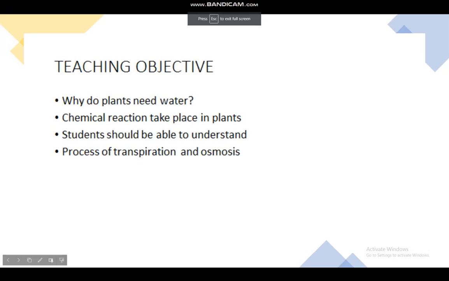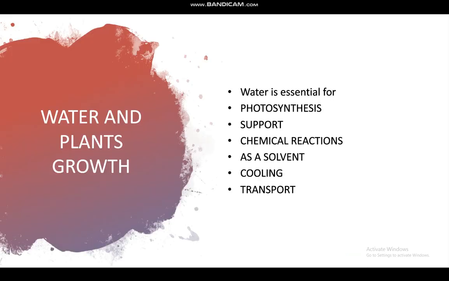In this chapter we learn about the chemical reactions that take place in a plant. Students should be able to understand the process of transpiration and osmosis. Water and plant growth. Water is essential for photosynthesis, supports chemical reactions as a solvent, and is used for cooling and transport.